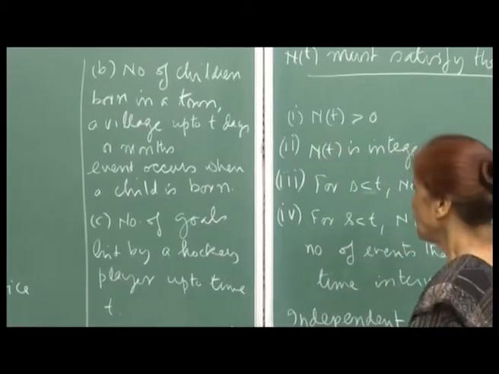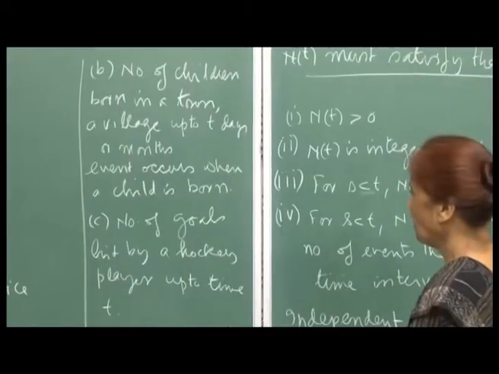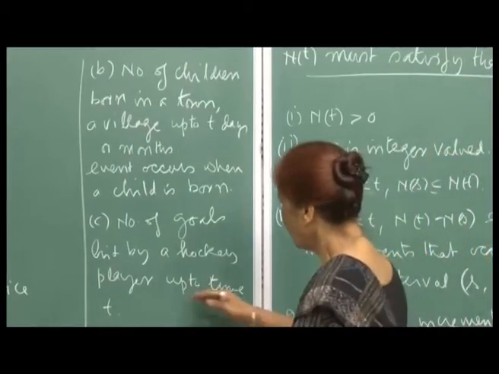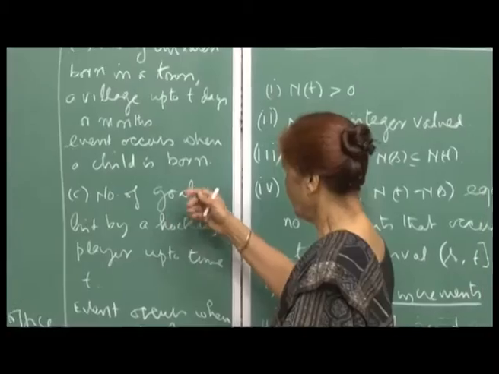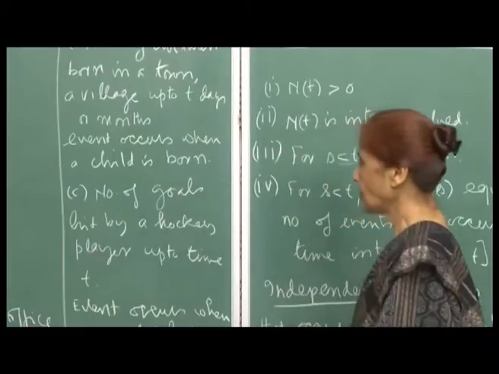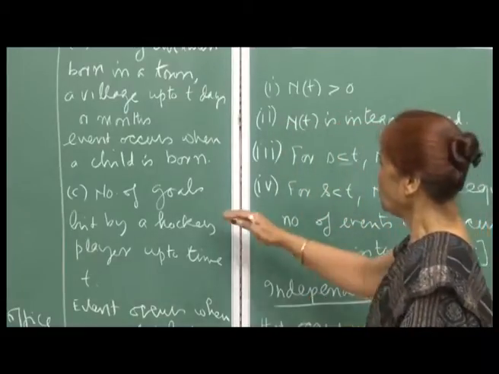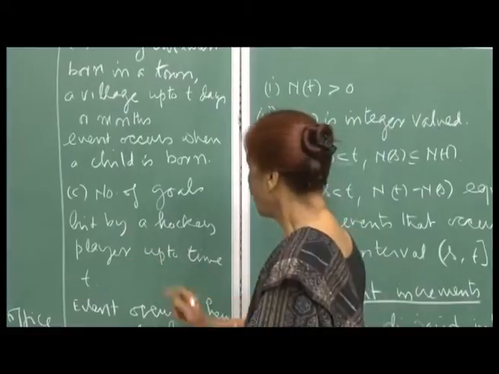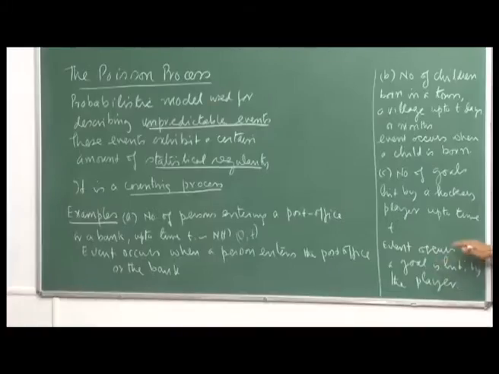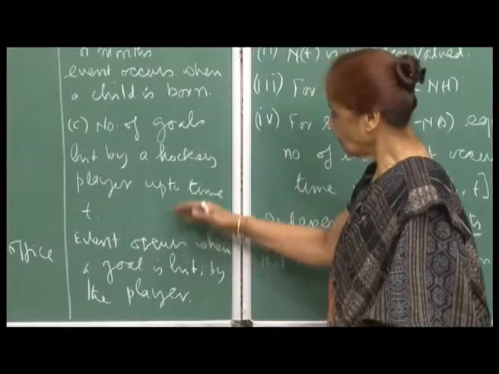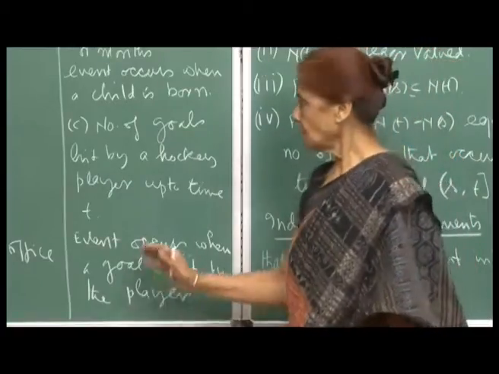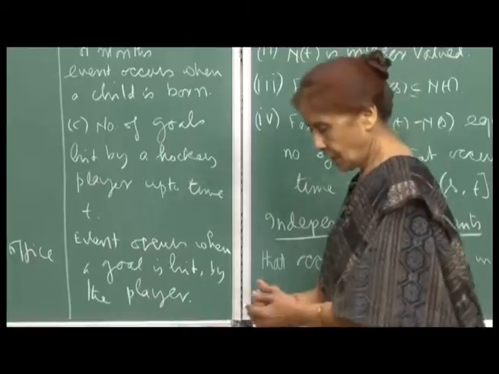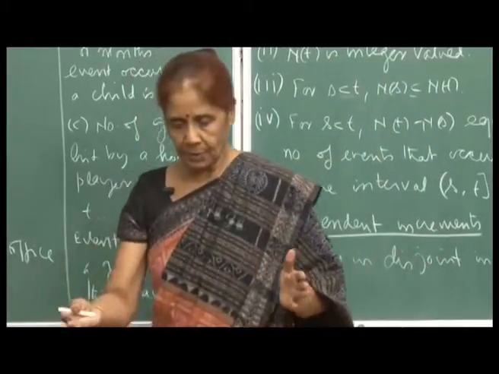Now, the number of goals hit by a hockey player up to time t. When the match starts, up to time t, maybe the half time or whatever it is, you identify a particular hockey player in the team, and count the number of goals hit by that player. Here again the event will occur when a goal is hit by this particular player, right.